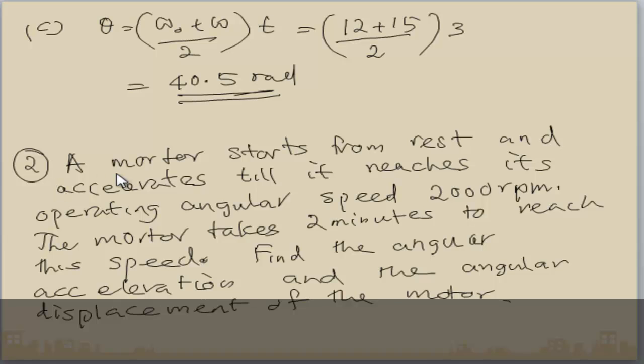Example 2, a motor starts from rest and accelerates till it reaches its operating angular speed of 2000 rpm. The motor takes 2 minutes to reach this speed. Find the angular acceleration and the angular displacement of the motor.